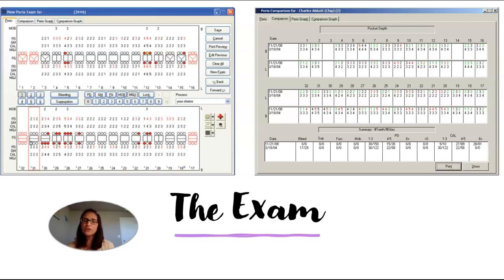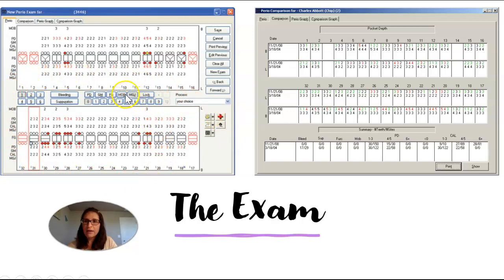And then your 2 is going to be considered moderate mobility. And then anything over a 3, that means it's really moving, it's really rocking there in the socket, is going to be considered extreme or severe. So that can be documented based on, here looking at your perio chart, this happens to be Eaglesoft.